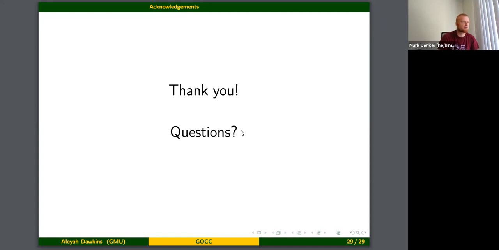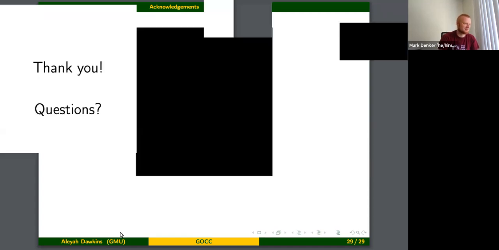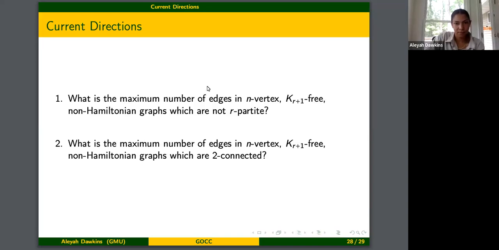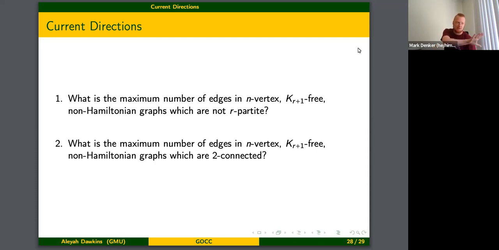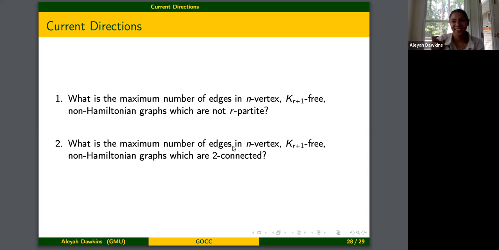While questions form themselves, if you could go back a slide. Yes. So in your current directions, you gave what the extremal graph, the Turán graph, for the K_{r+1}-free graph is, but ignoring the non-Hamiltonian condition, what is the extremal case for K_{r+1}-free non-r-partite graphs, when you forget the Hamiltonian condition there? Off the top of my head, I don't remember what they are. I do know that they're known though. Okay. So when I do approach this question, or whoever approaches this question, that's where they should start.